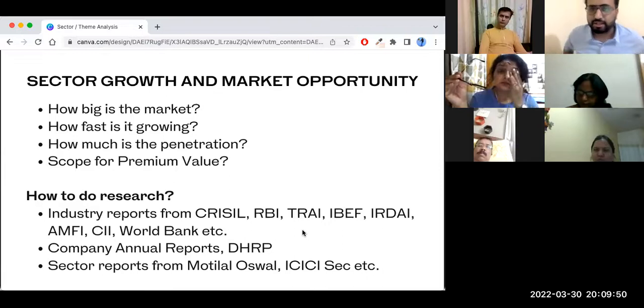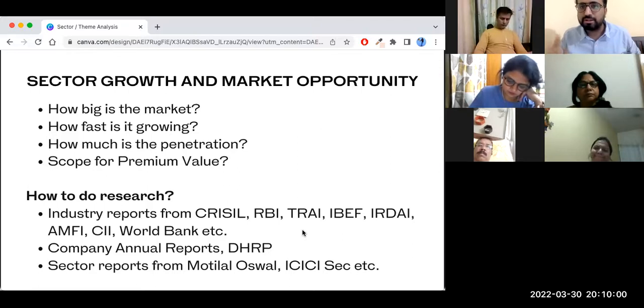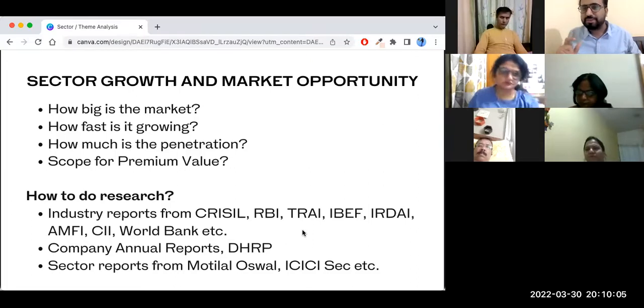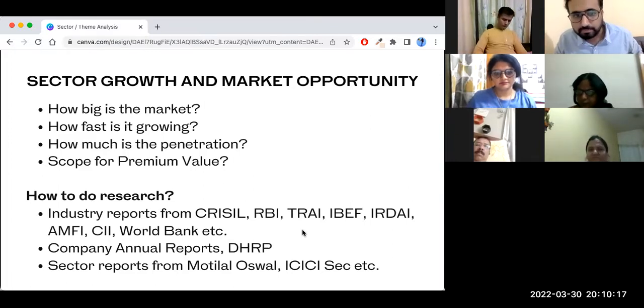CRISIL is a credit rating company, right? They publish reports on various different kinds of sectors. In fact, I showed you a report yesterday from CRISIL, the CRISIL report in the chemical sector, which actually taught me that the labor cost in India now is almost half or less than half that of China. And that information really benefited me, right?